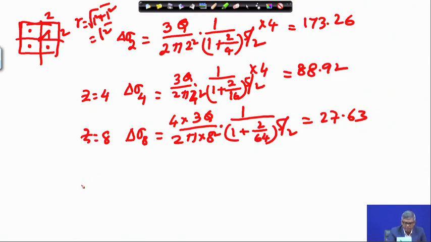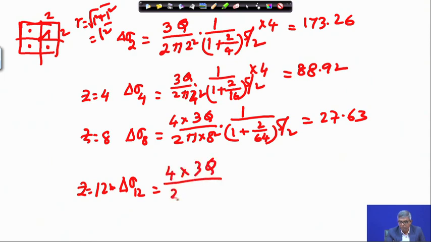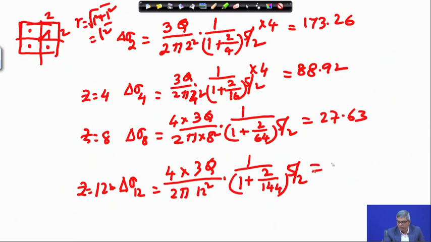Now if z equal to 12 meter, so delta sigma 12 gives 4 multiplied by 3q divided by 2 pi and it is actually 12 square multiplied by 1 by (1 plus 2 by 144) to the power 5 by 2, and that comes 12.81. And here actually q will be how much? It is 2 by 2 multiplied by 2 multiplied by 250. So pressure is 250 perhaps.